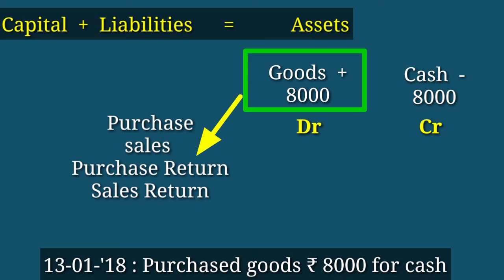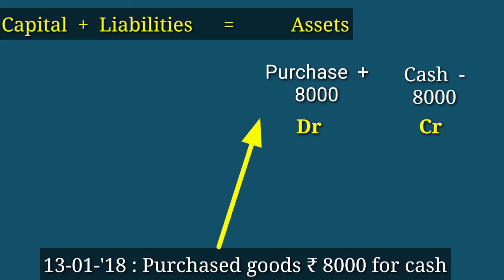We are not using goods account directly. We will use purchases account or sales account or purchase returns account or sales returns account. Here it's a purchase, so the event is purchase, so we can use purchase account.